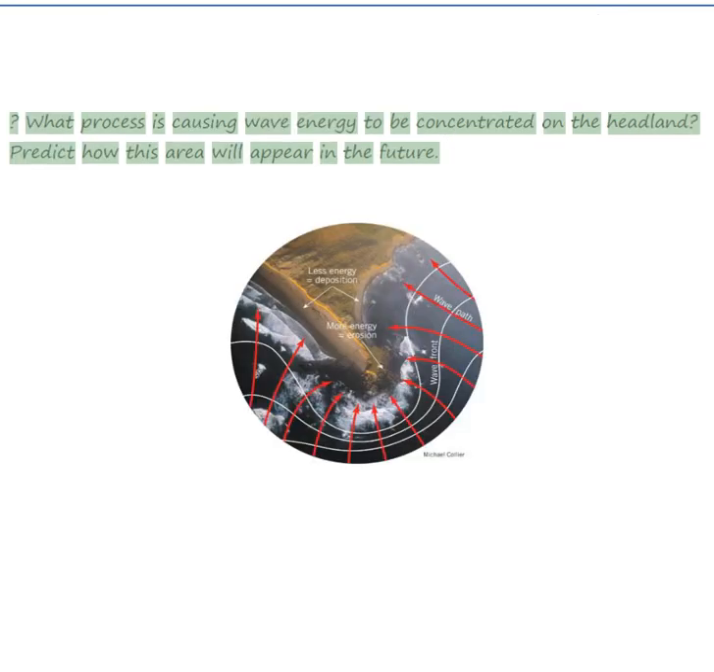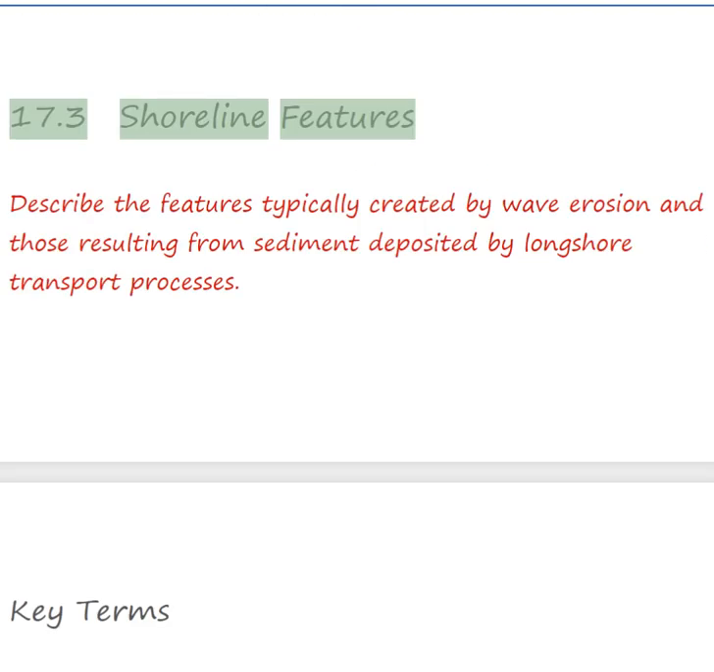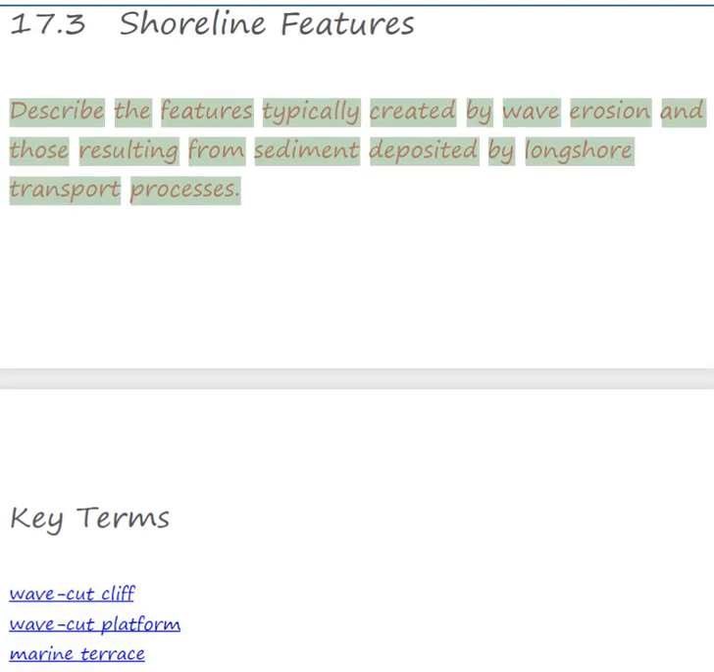What process is causing wave energy to be concentrated on the headland? Predict how this area will appear in the future. 17.3 Shoreline features. Describe the features typically created by wave erosion and those resulting from sediment deposited by longshore transport processes.